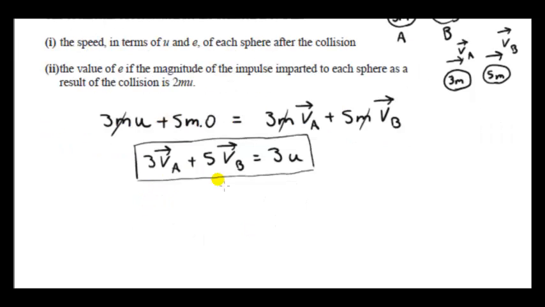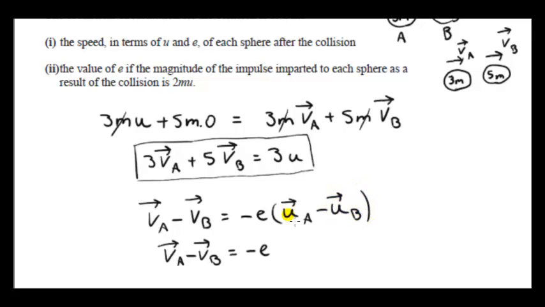So the next thing we do, of course, is consider the relative velocity of, say, A with respect to B after the collision, and that's proportional to the relative velocity of sphere A to B before the collision. Okay, the initial velocity of sphere A is u. It's positive because u is the speed, and the speed is a positive quantity.